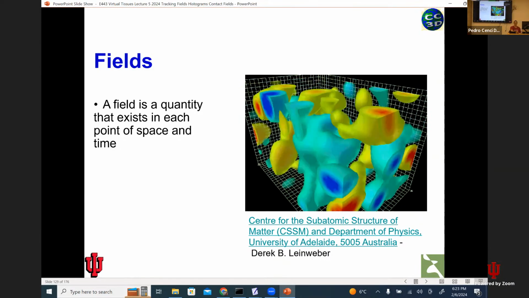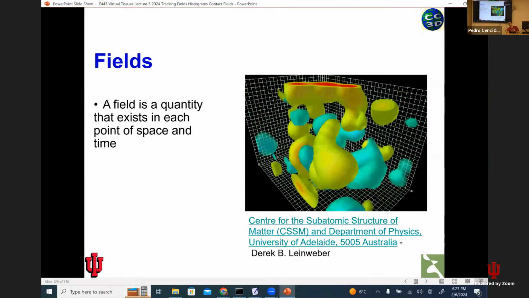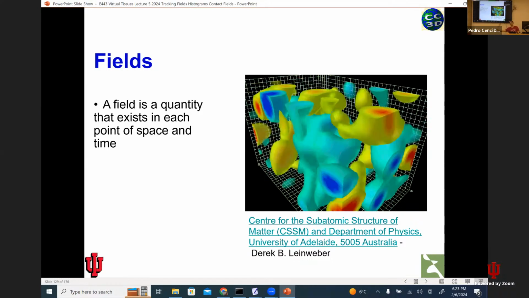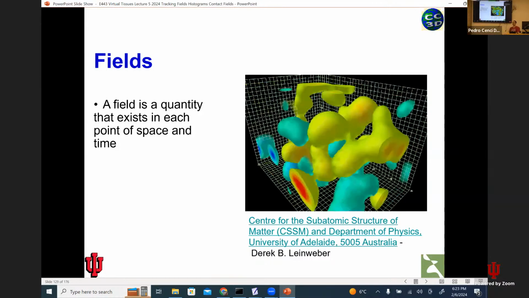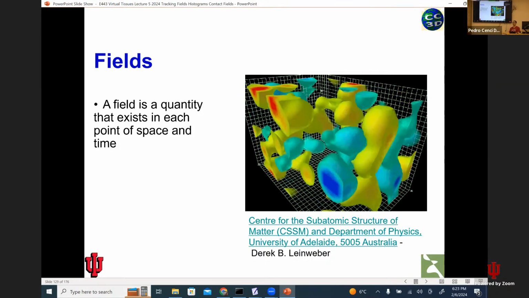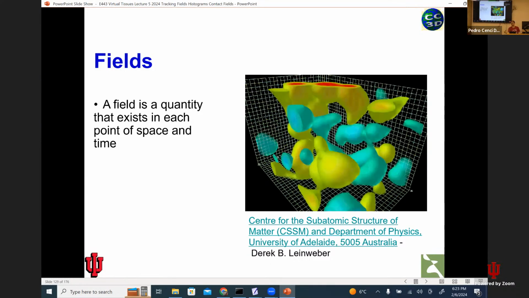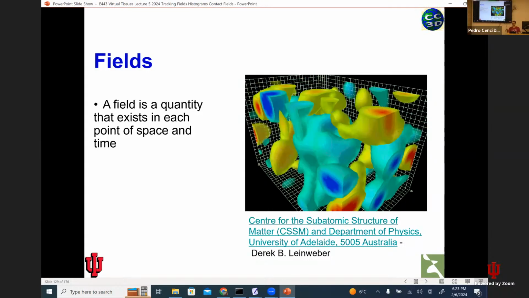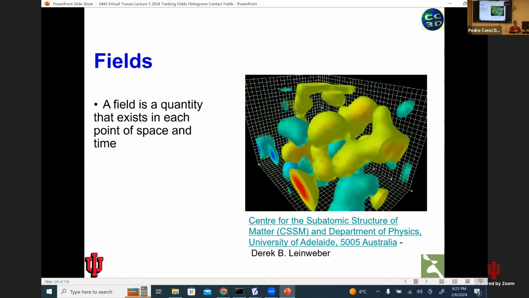So what is a field? For the purpose of biology, let's not be too mathematical here. A field is something that is defined in space and time. It could be cell volume. Cell volume can be a field. For each point in space, you have a cell with a volume. For each point in time, you have a different volume in time.